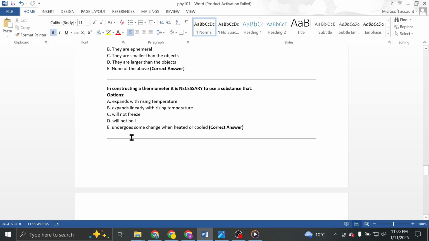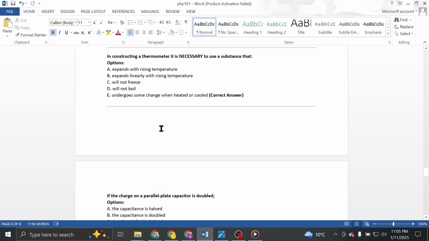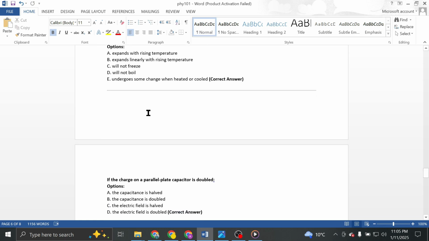In constructing a thermometer, it is necessary to use a substance that options: A. Expands with rising temperature. B. Expands linearly with rising temperature. C. Will not freeze. D. Will not boil. E. Undergoes some change when heated or cooled. Correct answer.